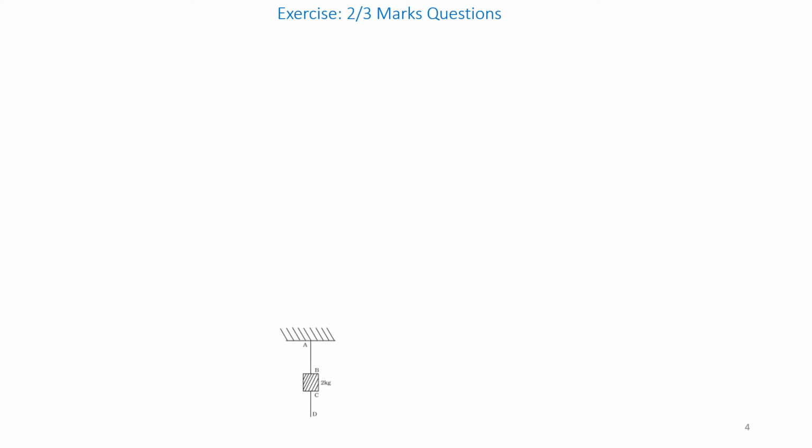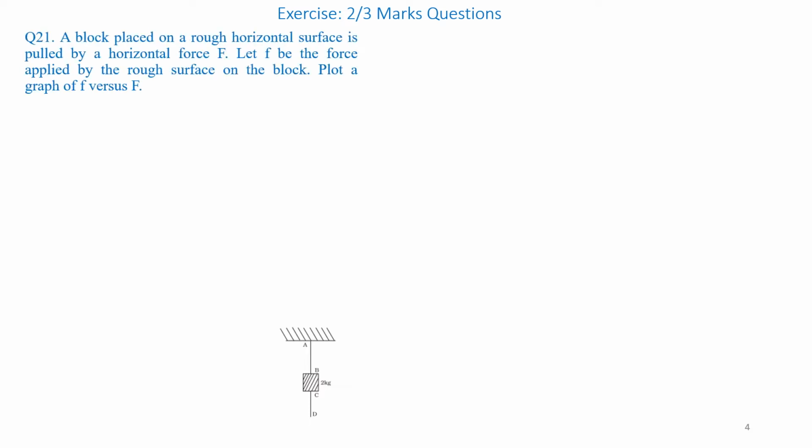We'll continue solving problems of 2 marks and 3 mark questions in this slide. Question number 21, that is continuation of previous video on this subject. A block placed on a rough horizontal surface is pulled by a horizontal force capital F. Let small f be the force applied by the rough surface on the block. Plot a graph of friction, that is small f versus capital F, the applied force.